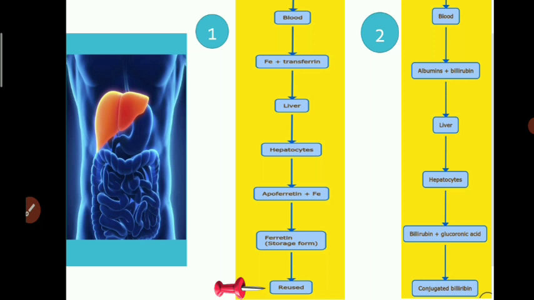On the other hand, the bilirubin which was released into the blood is carried along with the albumins. So the carriers of the bilirubin are albumins. These albumins will carry the bilirubin to the liver. Inside the liver, again the hepatocytes will absorb the bilirubin and convert it into conjugated bilirubin. Inside the hepatocytes, the bilirubin will be combined with glucuronic acid and converted into conjugated bilirubin. Conjugated bilirubin is also known as bilirubin glucuronate.